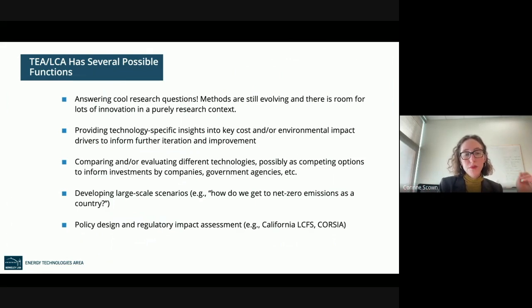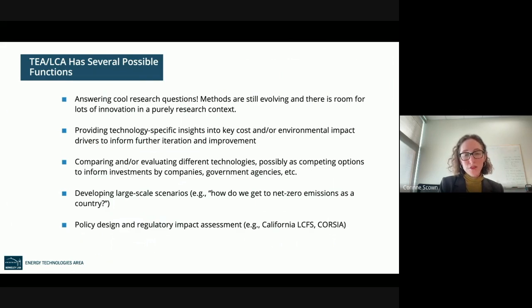We also can provide technology-specific insights. So I talked about doing this iterative approach where we go back to the folks who are developing the technology and say, why don't you try tweaking this thing? Or, here's the sort of performance level that you have to get to for this to be viable. That is also a really useful function for TEA and LCA integrated into a research program.